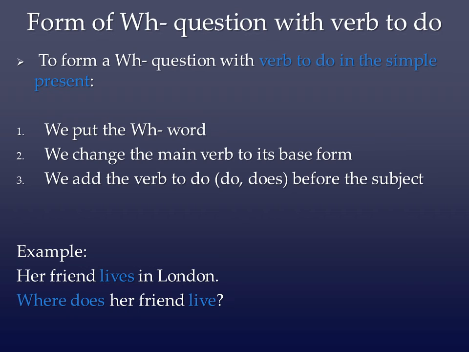If you look at this example, you see that the subject is in the singular, so we add s to the verb. When we change it to a question, we first put the WH word, then we add the verb to do. We add does because the subject is singular, and the verb in the question form is changed to its base form, so we drop the s because we used does.